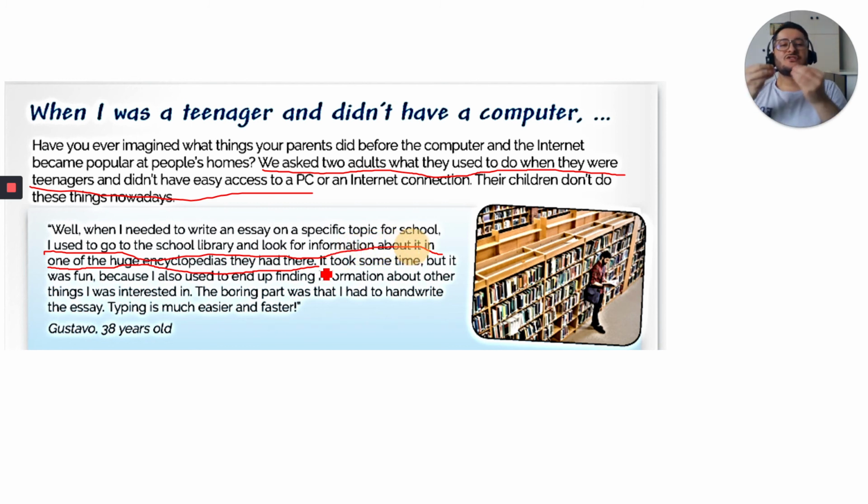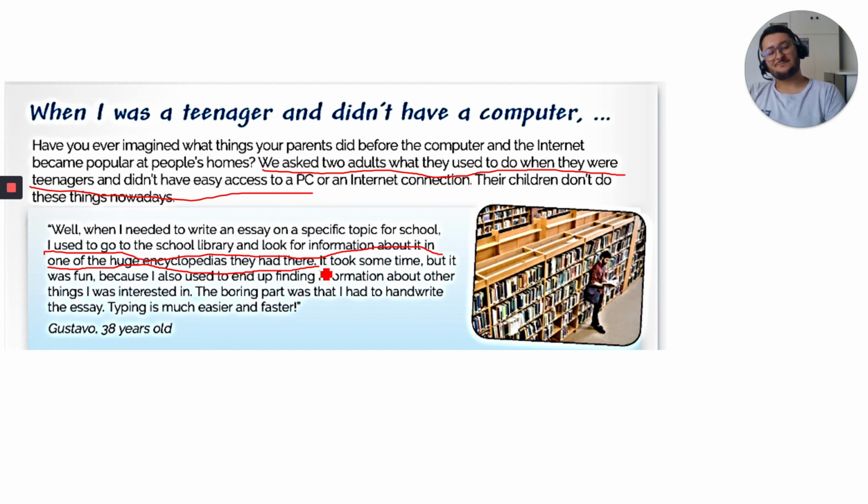Okay? This is completely in the past. When I needed, quando eu precisava, I used to go to the school library. Eu costumava ir para a biblioteca da escola. Encyclopedias they had there. Enciclopédias que eles tinham lá. Okay? E aí ele descreve, né, toda essa ação e o que isso significa para ele. Take a look at this text on the book. It's part of your book, so it's important for you to practice reading and noticing the structures.